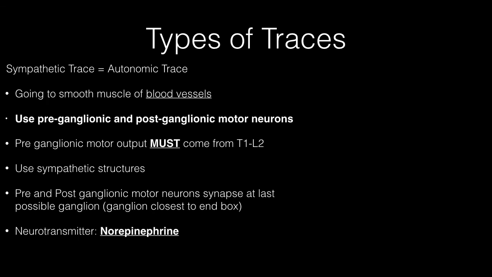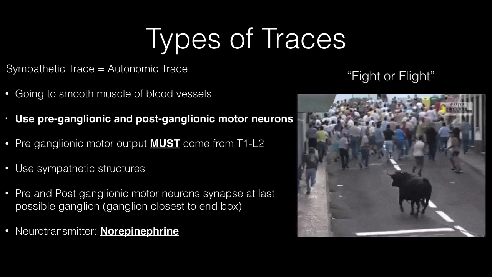And here's a little fact that we need to know. The neurotransmitter commonly used by sympathetics is norepinephrine. You can also say epinephrine, it's totally fine. But just know norepinephrine or epinephrine is the neurotransmitter released. We like to call the sympathetic our fight or flight nervous system. So it allows our body to get blood to where it needs to go or run away. Fight or flight.